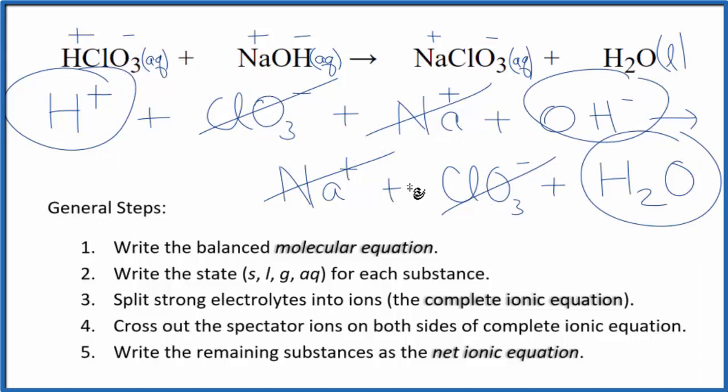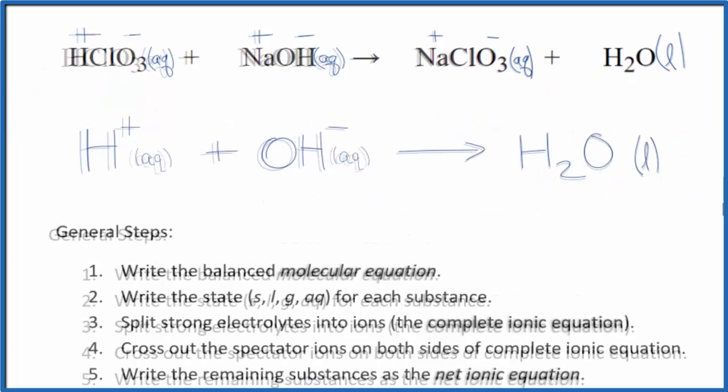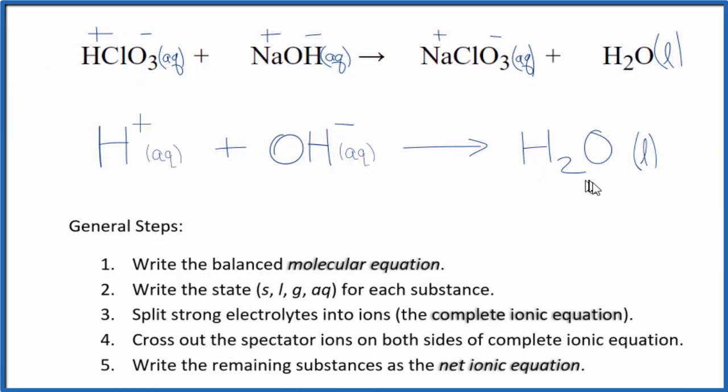I'll clean this up and put the states in. We'll have our net ionic equation. And this is the balanced net ionic equation for HClO3 plus NaOH.